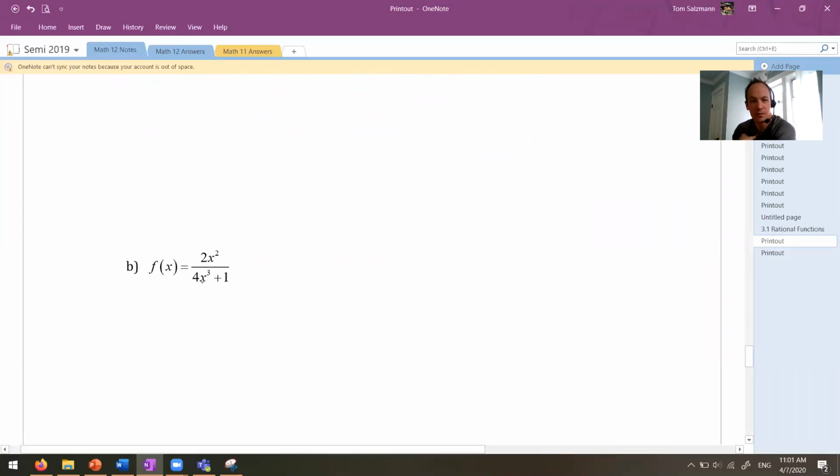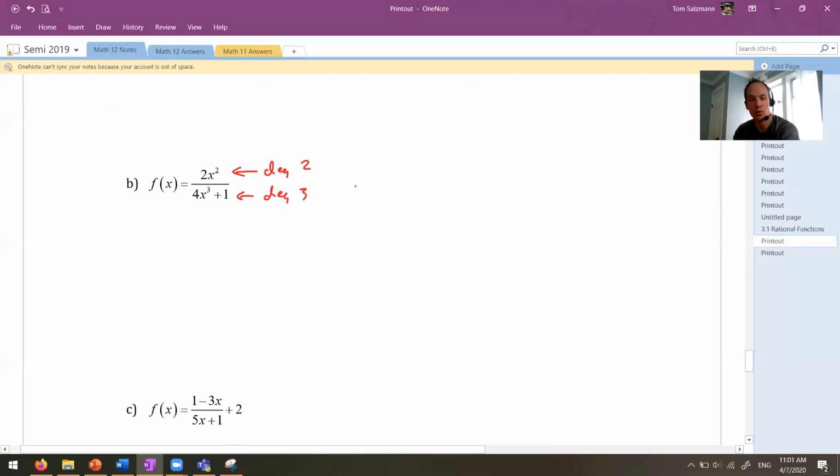In this case, for part B, we can see that the numerator, the top, has a degree of 2, and the denominator has a degree of 3. So we can conclude that since the degree of the numerator is less than the denominator, we will have a horizontal asymptote at y equals 0.